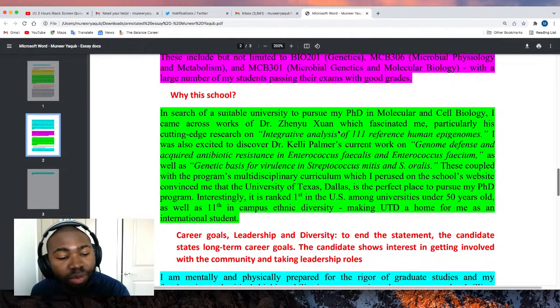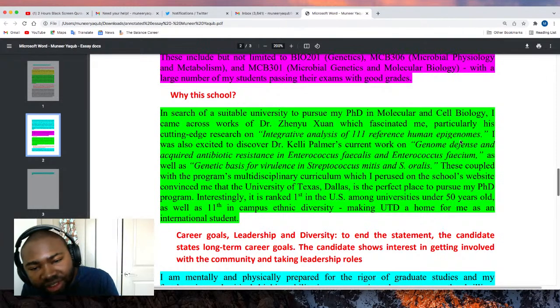Zhang. I mentioned the name of a professor, which fascinated me, particularly his research. So what I did here essentially is I named professors in the department. Because first, how I found the school was that I was going through the internet, of course, to search for schools that I can apply to.